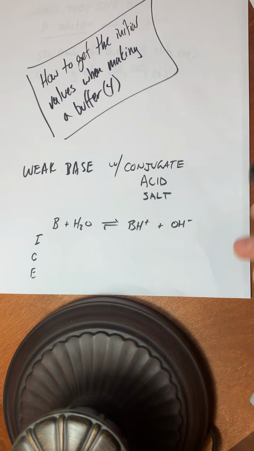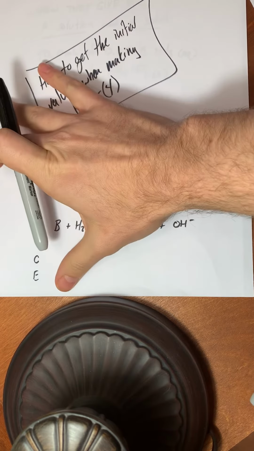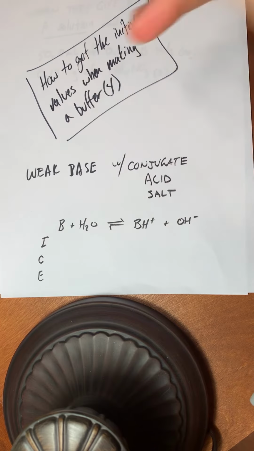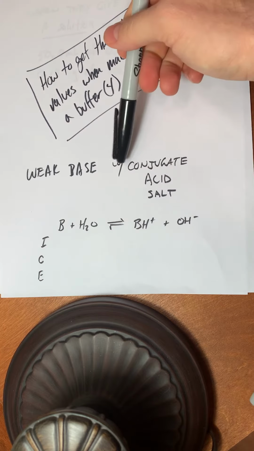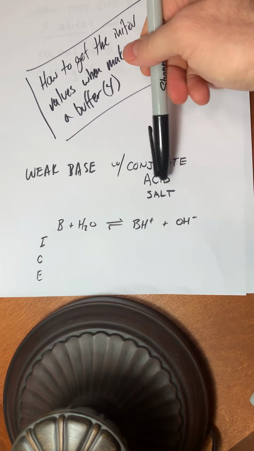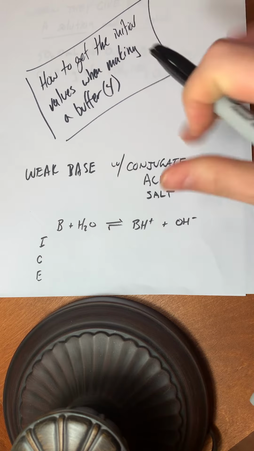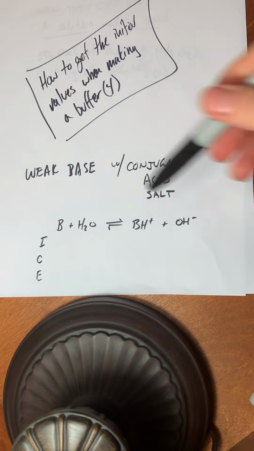Now, in this video, we're going to switch. We're going to do the same sorts of examples, but instead of weak acid buffers, we're going to look at weak base buffers. So the first set we're going to look at is weak base buffers with their conjugate acids in the form of a salt added into that weak base.